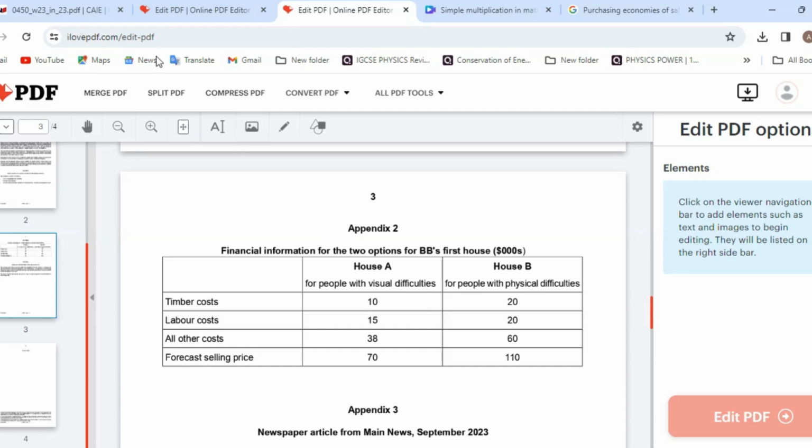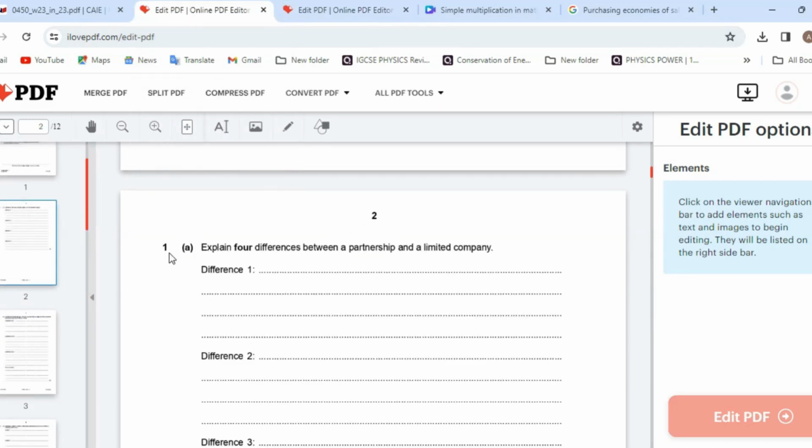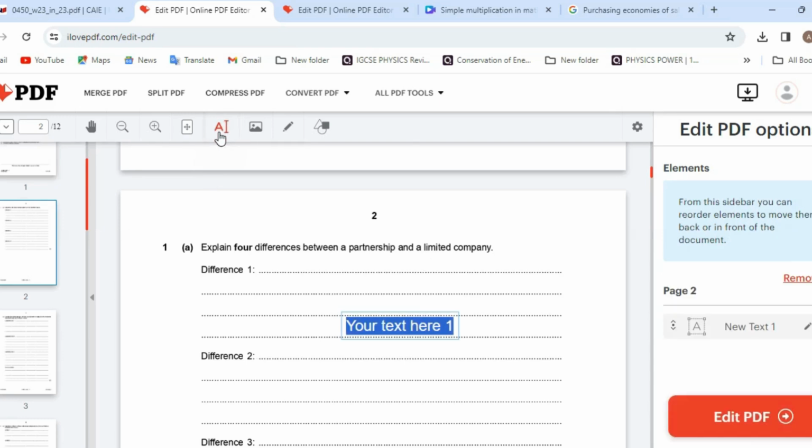Now, before we move far in this appendix, let's go to our question. Our question says, explain 4 differences between a partnership and a limited company or a limited liability company. It can be either a private limited liability company or a public limited liability company. Now, what is the difference between these two types of business? Which one comes to your mind? Let's try and put the text. Okay, difference in liability.